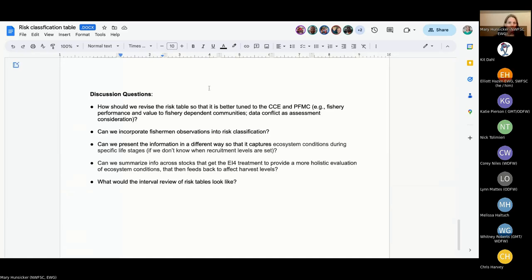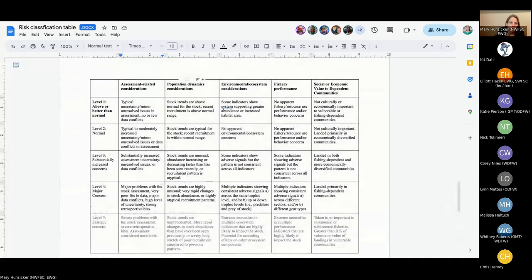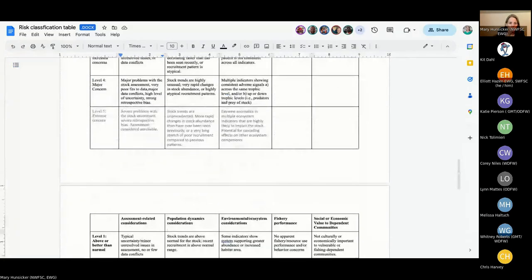So with that, I'd like to first ask if there are any questions about anything I've already presented, or if anyone has any initial thoughts about the risk table that they would like to share.